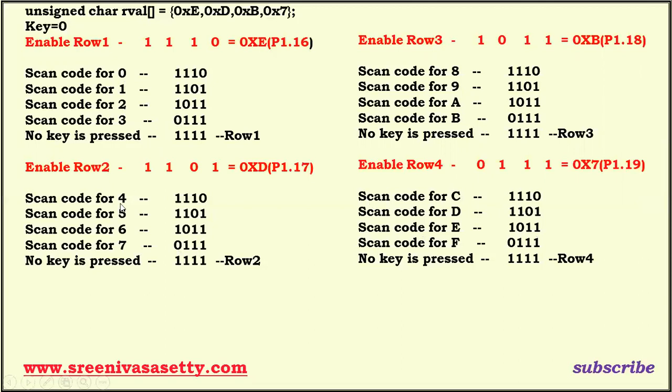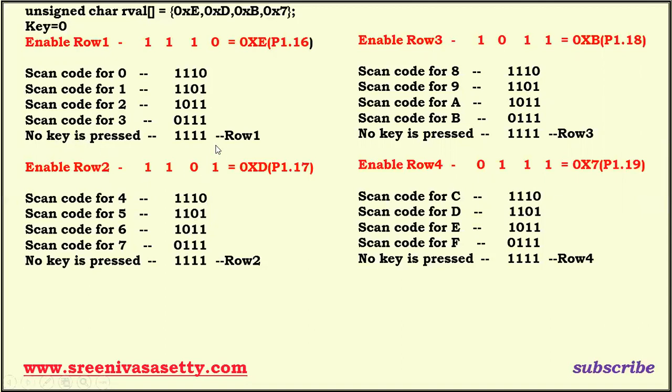Okay, then after 3 we have 4 now. Therefore, for 0 to 3, these 4 keys come under row 1. These 4 keys come under row 2. These 4 keys come under row 3. These 4 keys come under row 4. Therefore, if you press key number 4, switch number 4, which comes under row 2, then that becomes low. Then here 5, 6, 7, then 8, 9, 10 means A, B, then C, D, E, F, like this. Okay, understood this?